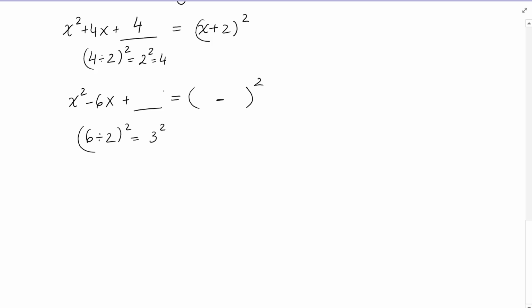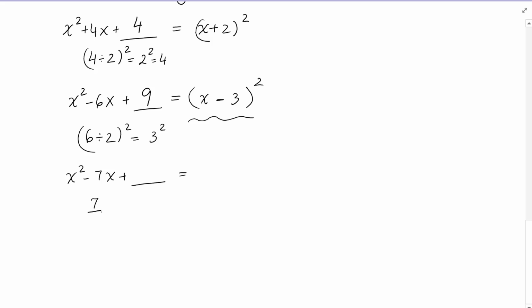So what's that? 3 squared. So I need to add a 9, and actually it's x minus 3 squared. So if you want to check, all you have to do is take this right hand side result and FOIL it. One more. X squared minus 7x plus what makes it a perfect square?